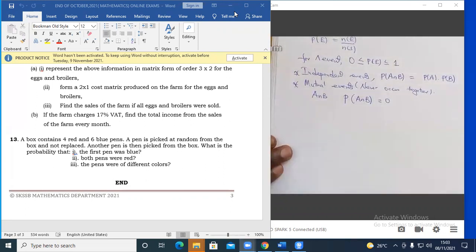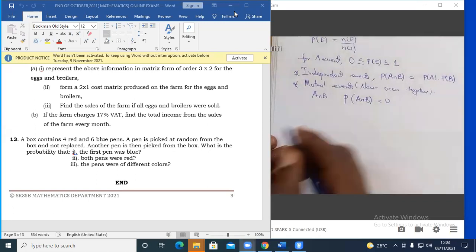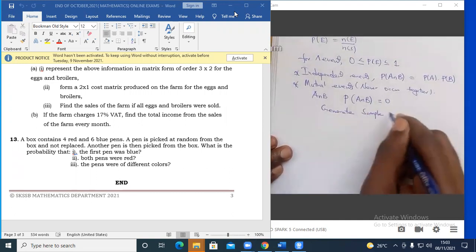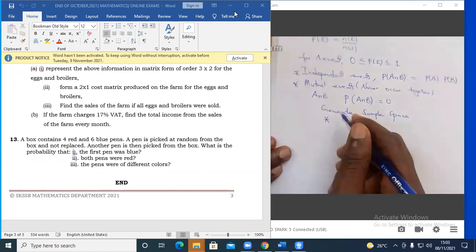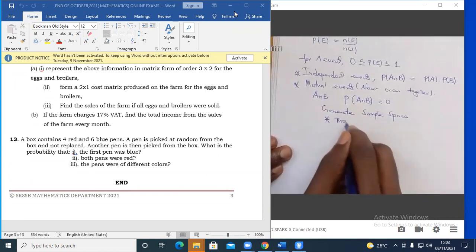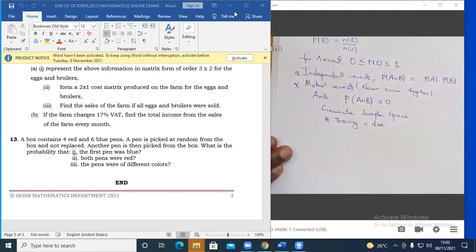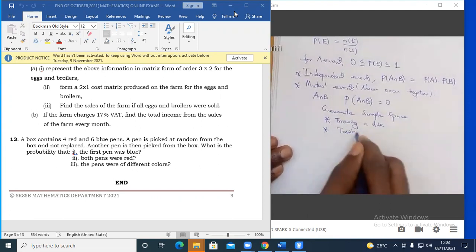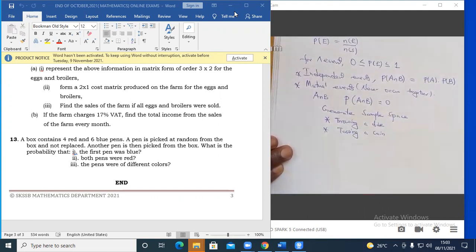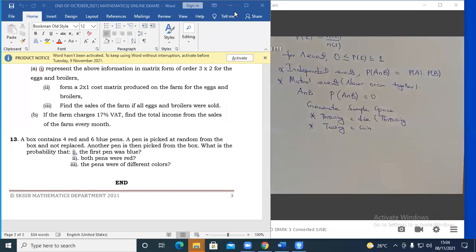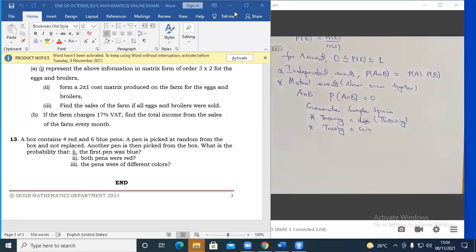After that, we went ahead on how to generate a sample space. What do we use? We said throwing a dice. We also talked of tossing a coin. The first one is throwing a dice.